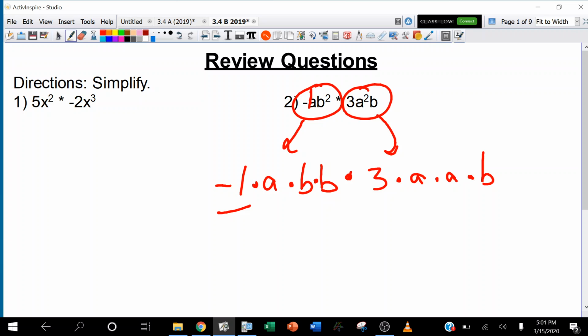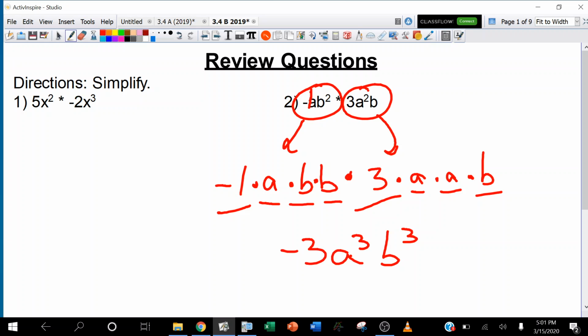So I have negative 1 times 3. Those are the coefficients. So that would be negative 3. And then I have for the a's, this would be a shorter way of saying a times a would be a cubed. And then a shorter way of saying b times b times b would be b cubed. So you'd have something like that there.